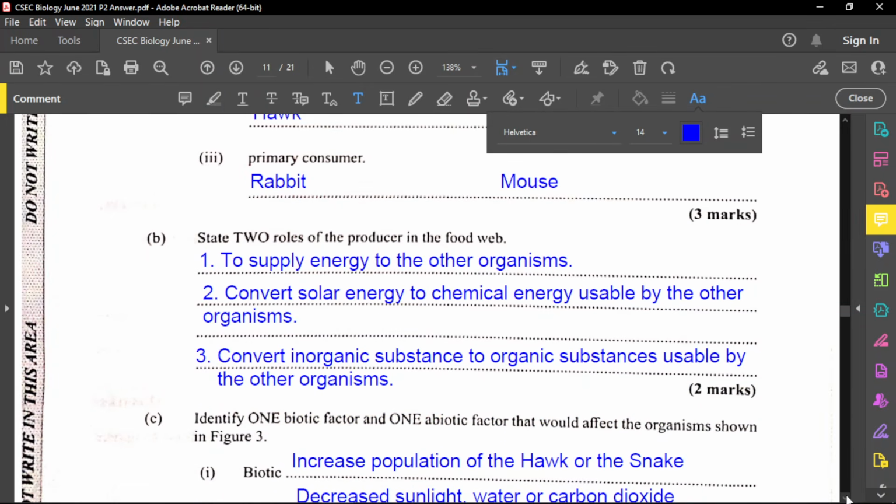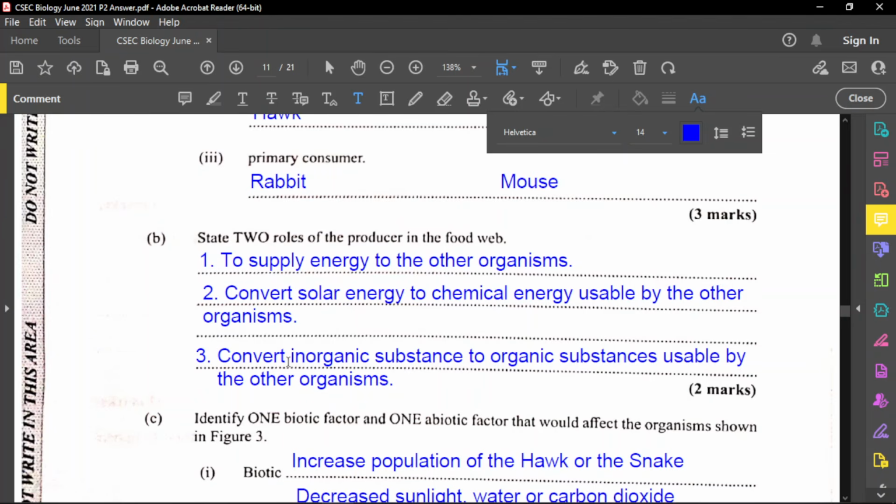Now for part B, state 2 roles of the producer in the food web. One is to supply energy to the other organisms. That's the main purpose for producers. A second role is to convert solar energy to chemical energy, which is usable by other organisms, because animals cannot use solar energy, so it has to be converted to chemical energy, which they get from the producer.